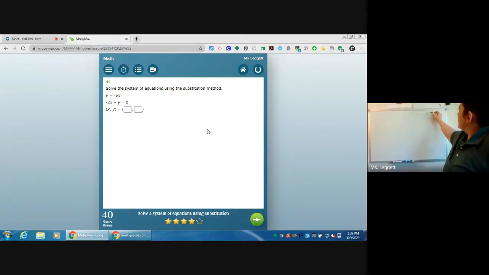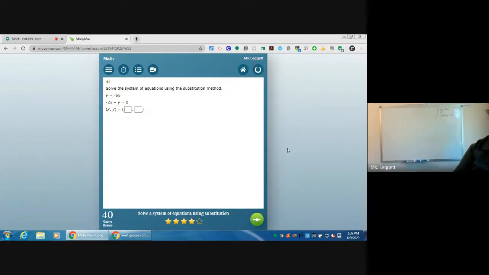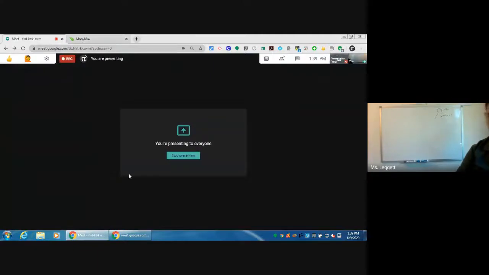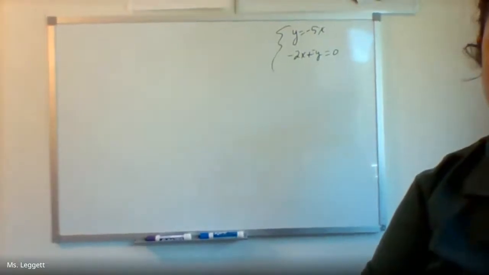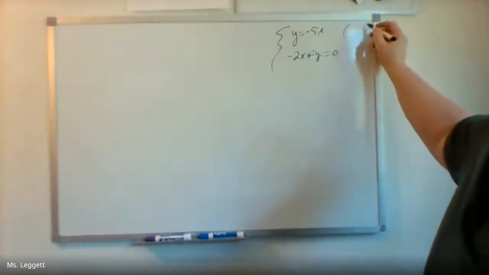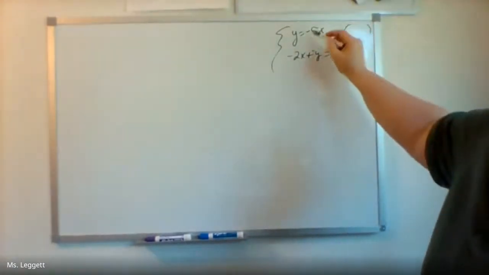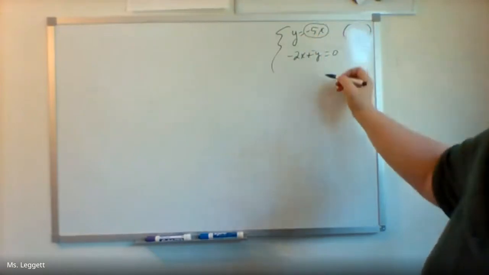y equals negative 5x. And then there's a negative 2x plus y. Nope, that's a minus y. I'll just put a negative in there instead of erasing. Equals 0. I know my squiggly lines don't look like brackets. It's not important. Stop presenting. We are going to be looking for the point. Okay, so y equals this negative 5x.